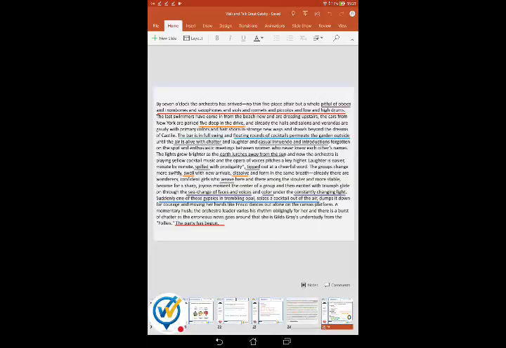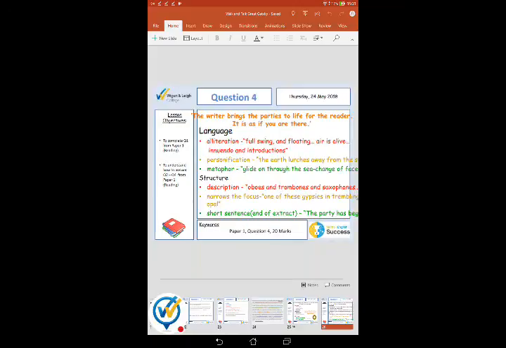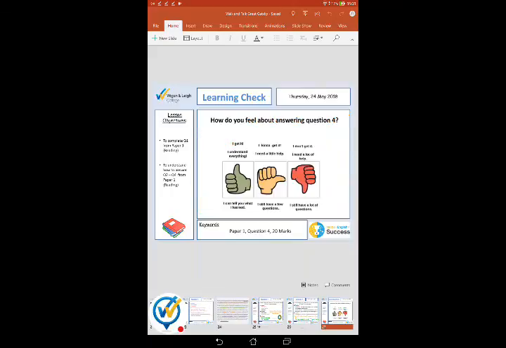Okay, so you can use that as a guide. The writer brings the party to life for the reader, and again we've got some language and structure and sentences there. And I've put a few there for you, so if you look at this PowerPoint on the VLE, you can perhaps have a look and have a try at answering this question. So how do you feel about answering question 4 now? This is all about you practicing.